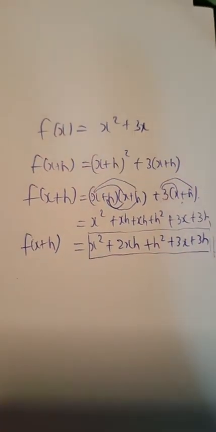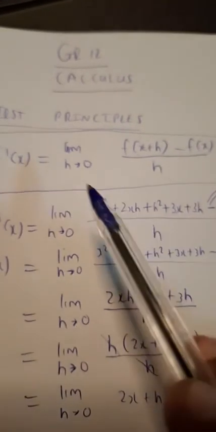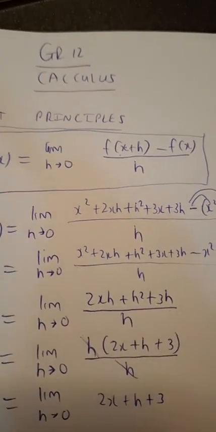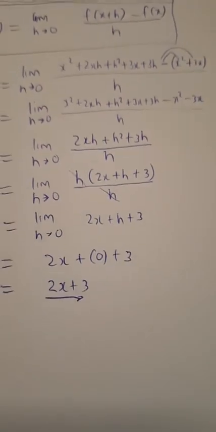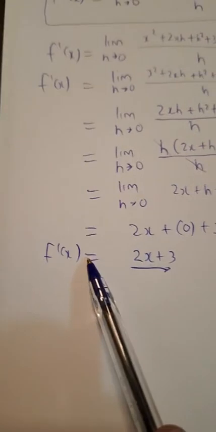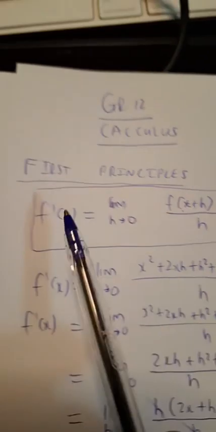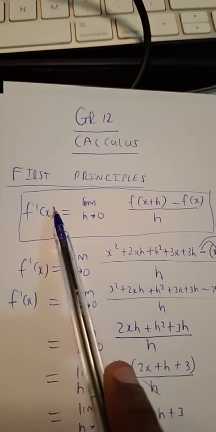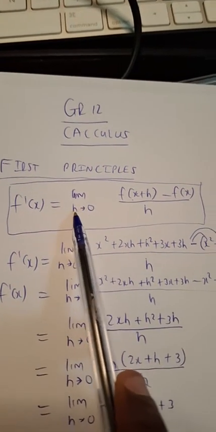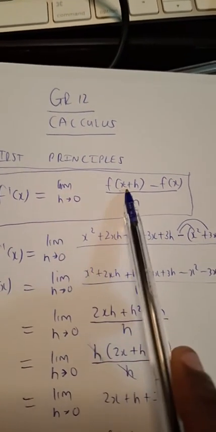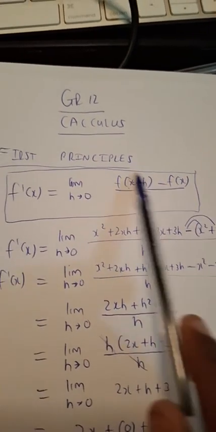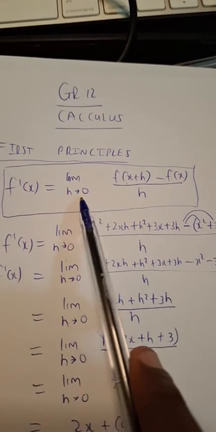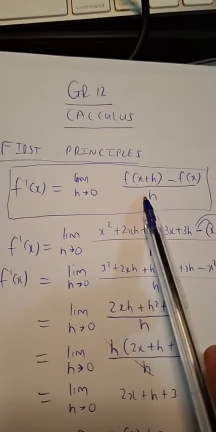All right, so you guys need to make sure that you are able to answer how to use the first principles definition to be able to get the derivative of any particular function. And just quickly to recap, like I said, f prime x is equal to the limit as h approaches 0 of f of x plus h minus f of x over h. This is the first principles formula or definition, if you want to call it that.